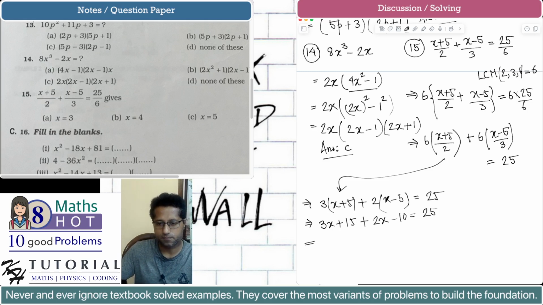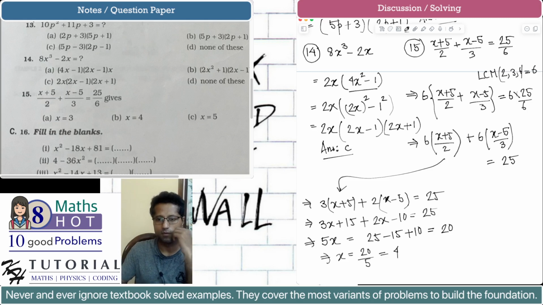This implies we have 5x equals 25 minus 15 plus 10, which is equal to 20. This implies x is equal to 20 by 5, which is equal to 4. So the value of x, or the solution or root of the given equation, is 4, and hence the correct choice is B. B is the correct choice.